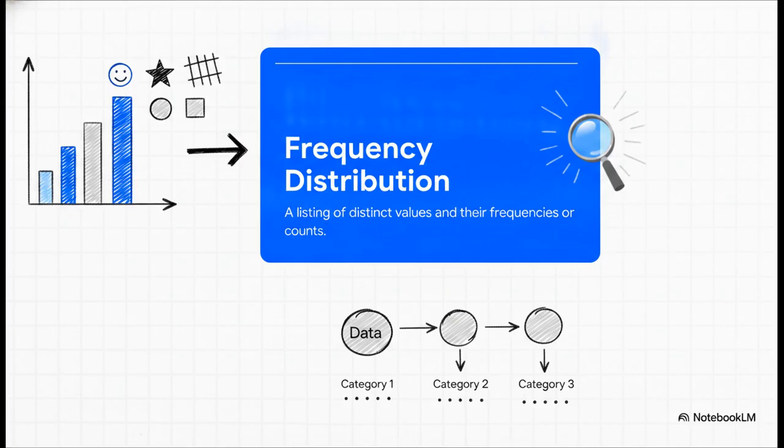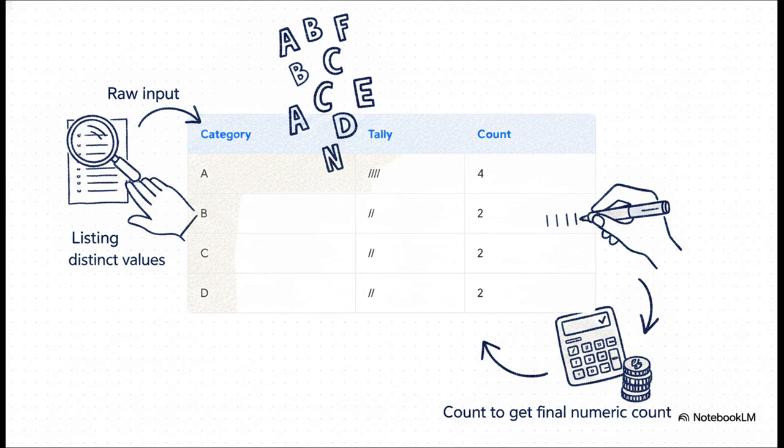बस इतना ही. A frequency distribution एक simple list होती है distinct categories की, right alongside exactly how many times each category appears in our data. Watch this visual transformation from raw input to structured output. Let's say we have a data set of alphabets. Step 1, we list our distinct values in the first column, A, B, C, and D.